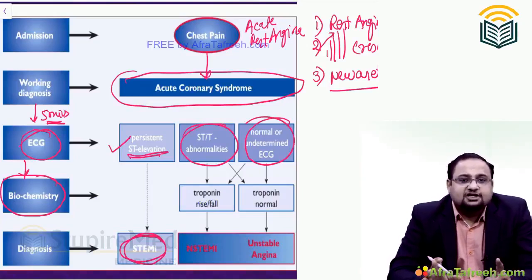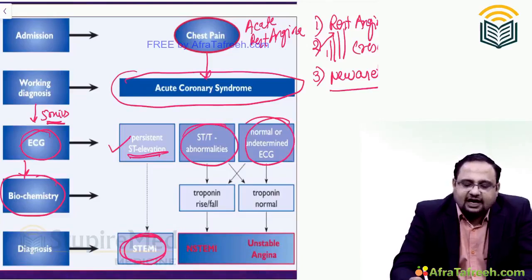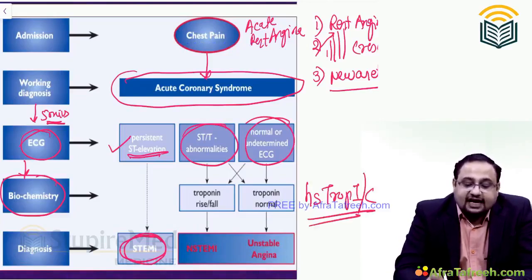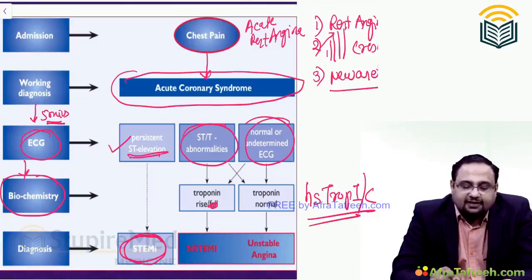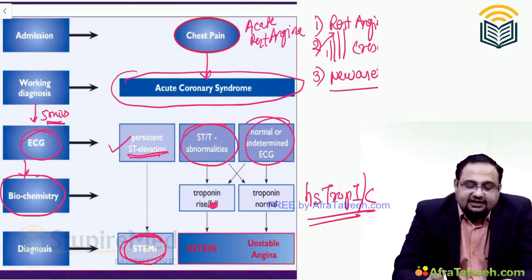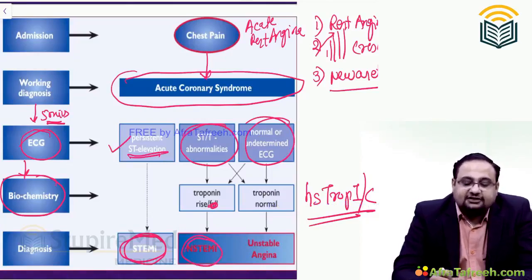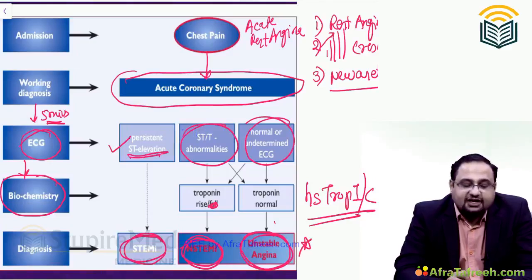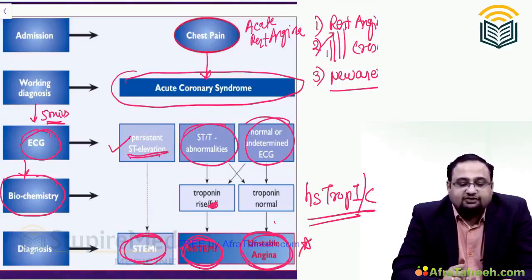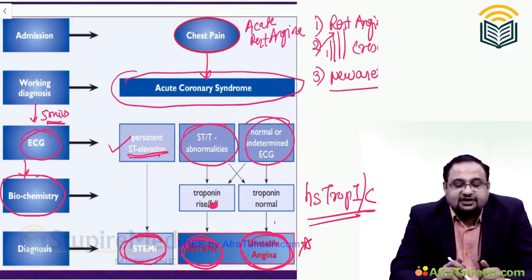Such patients have to undergo cardiac enzymes, that is HS troponin I or T. See whether they are rising or normal. If they are rising, then it is non-ST segment elevation myocardial infarction. If it is normal, still admit the patient and treat as unstable angina. This is a very important thing in the management flow chart, so you should have a stepwise approach.